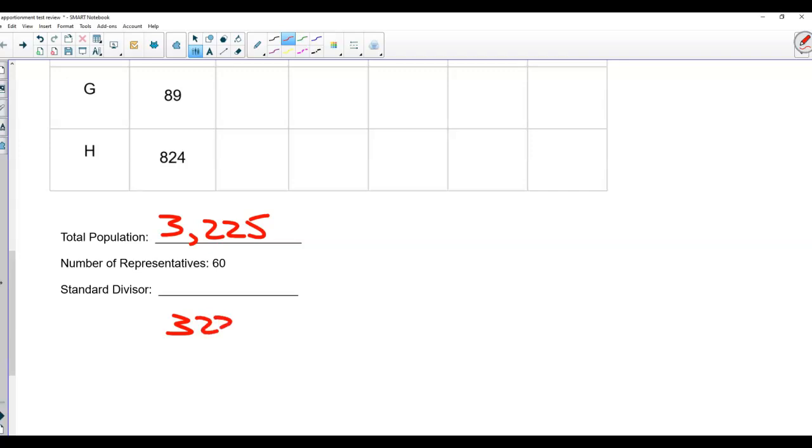Then you take that total population and you divide it by the reps. So 3,225 divided by 60 gives me a standard divisor of 53.75. Everything we round will be rounded to the nearest hundredth.